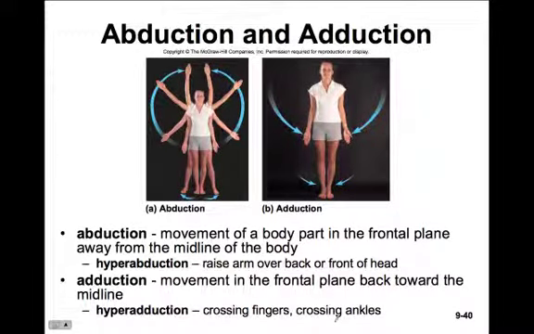In abduction and adduction, we're moving a body part away from the body or back towards the body. So abduction is the movement of a body part in the frontal plane away from the midline of the body. An example of hyperadduction would be when you stand with your ankles crossed. And hyperabduction would be if you raised your arms high enough to cross slightly over the front or back of your head. I think of abduction as aliens would abduct you away, and adduction is adding back to the body.